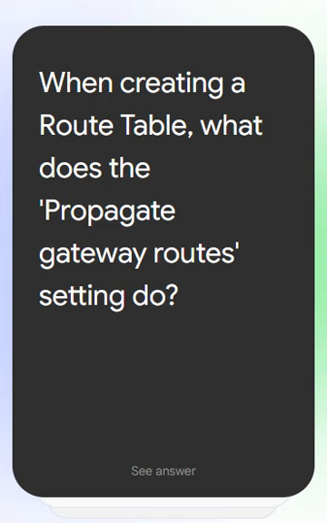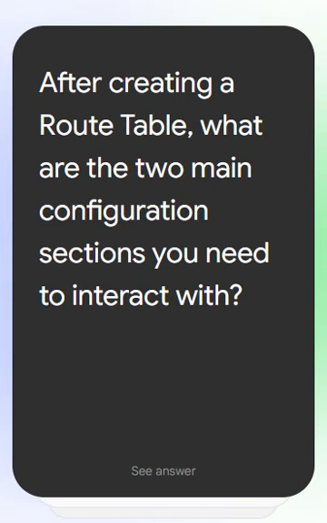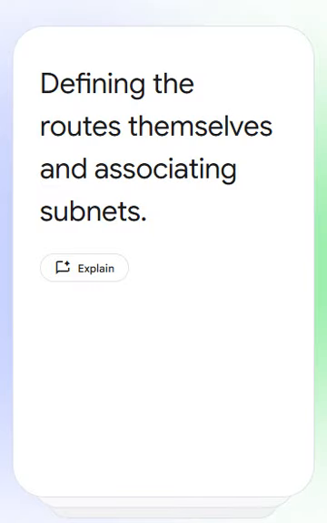When creating a route table, what does propagate gateway routes set? Whether routes from an on-premises network connected via a virtual network gateway are propagated to the route table. After creating a route table, what are the two main configuration sections you need to interact with? Defining the routes themselves and associating subnets.